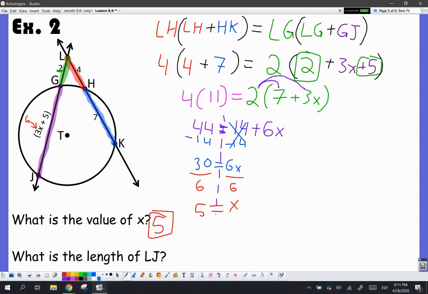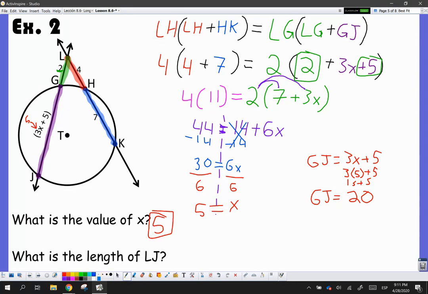So I'll do this over here, and I'm looking for GJ, right? So GJ is equal to 3x plus 5. I know that x is 5, so I'll substitute that in. 3 times 5 is 15. 15 plus 5 is 20. So that's going to be GJ.